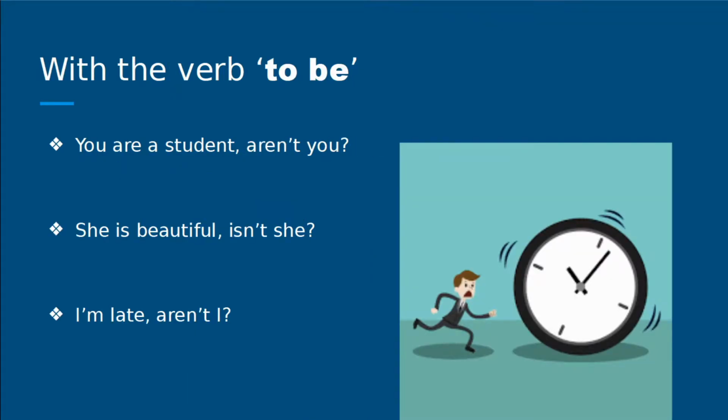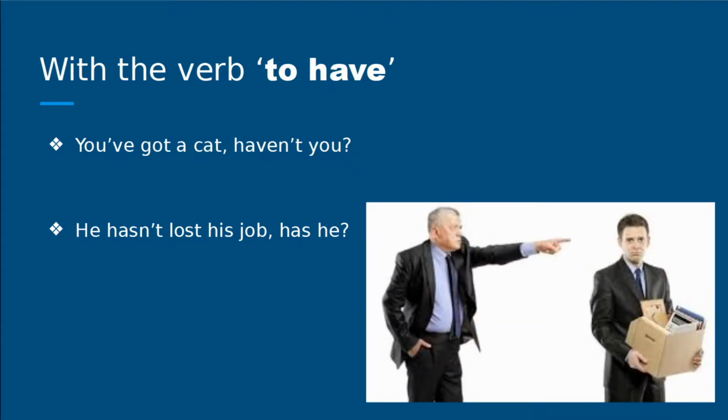With the verb to be. You are a student, aren't you? Or she is beautiful, isn't she? And I'm late, aren't I? The question tag you use for I am is aren't. So I'm late, aren't I? With the verb to have, you've got a cat, haven't you? And he hasn't lost his job, has he?